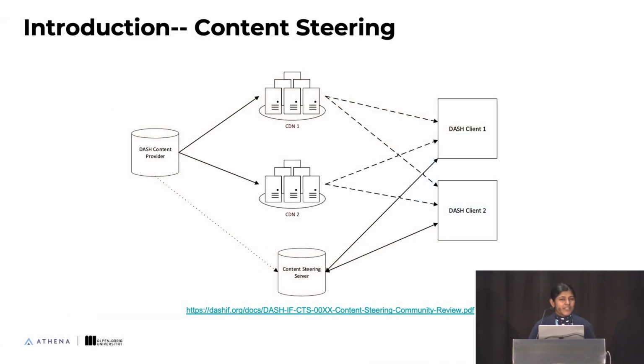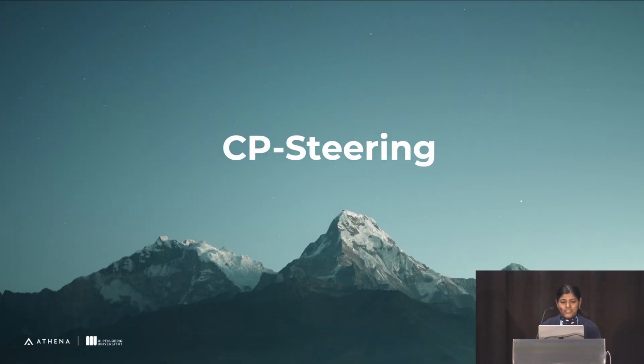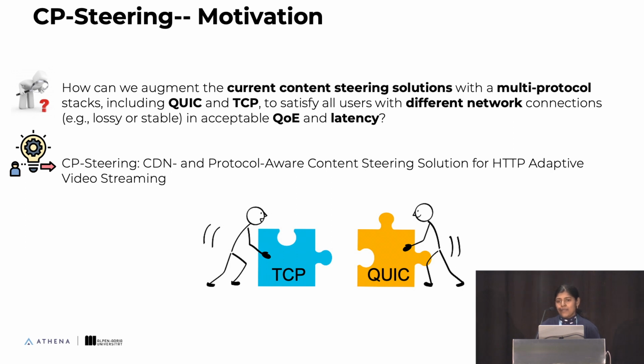Now we will look into the content steering approach that was recently proposed in DASH. In DASH, the content provider first uploads the MPD files to the different CDNs that are present, and also uploads the segments to the CDNs. Then the DASH content provider sends the updates of the steering information to the content steering server. When the DASH client requests the manifest from the CDN, it also sends a request to the content steering provider. Depending upon the response from the steering server, the DASH client is able to steer between the different CDNs. So if one CDN fails, the DASH client has the ability to steer between the CDNs.